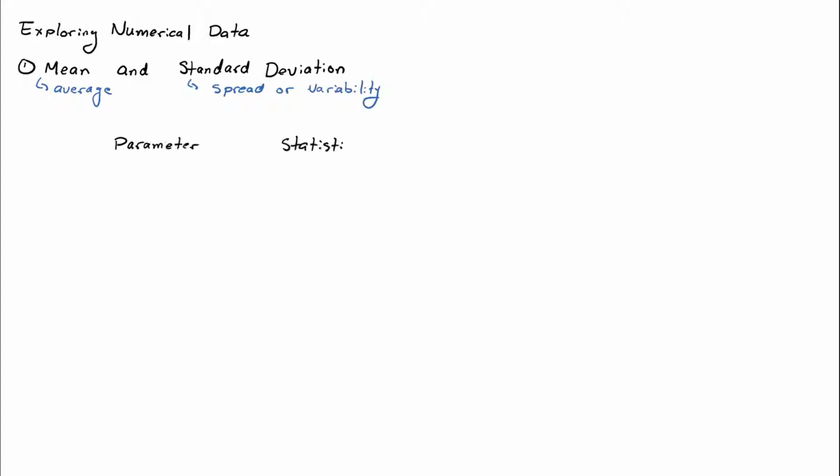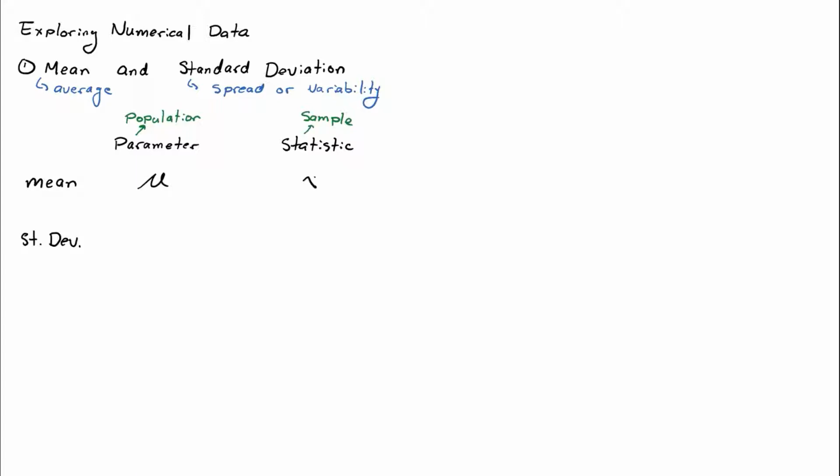There are two numerical summaries of data. First, the mean and standard deviation. The mean is the average, and the standard deviation is the spread or variability. We have different letters to represent parameters in statistics. A parameter is a number that describes a population, and a statistic is a number that describes a sample.